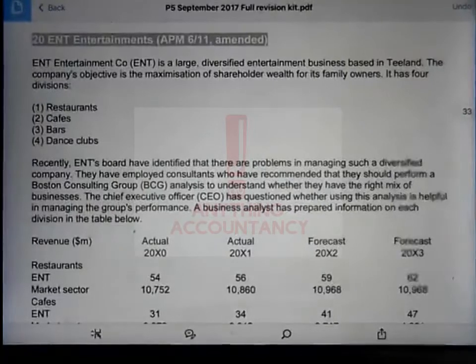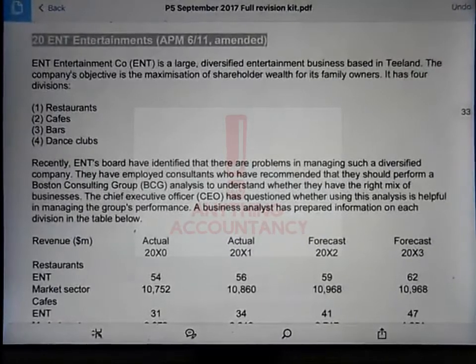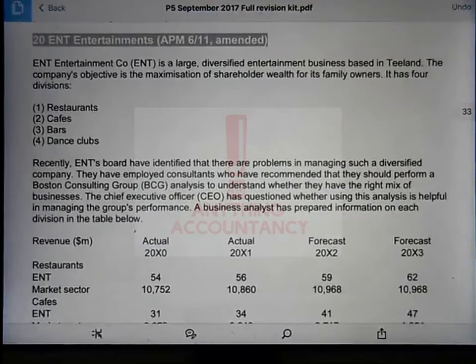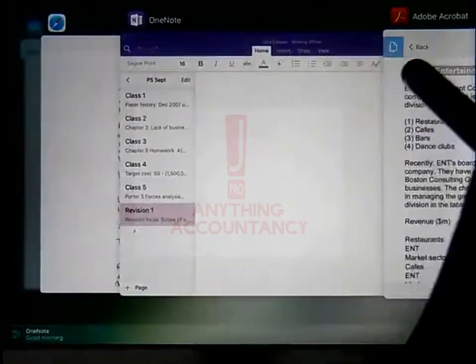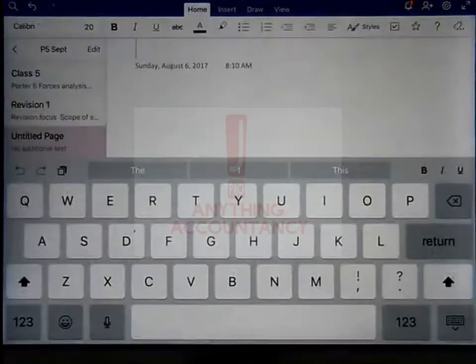Look at ENT. Question 20. Okay. ENT is about the BCG matrix. You still remember your BCG matrix? Just put in the BCG matrix note for you.